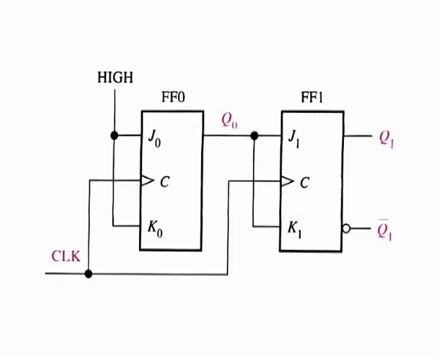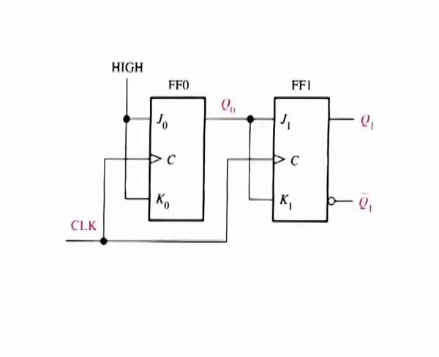To understand the operation, we assume that the counter is initially in the binary 0 state, that is, both flip-flops are reset. When the positive edge of the first clock pulse is applied, flip-flop 0 will toggle and Q0 will therefore go high. What happens to flip-flop 1 at the positive-going edge of clock 1? To find out, let us look at the input conditions of flip-flop 1.